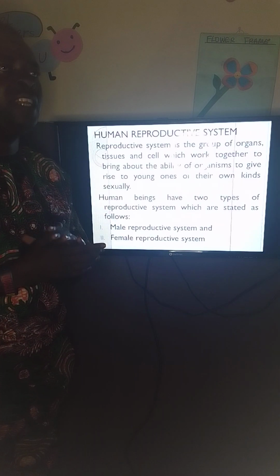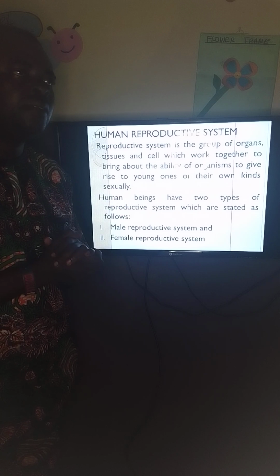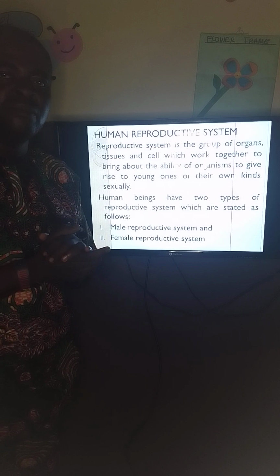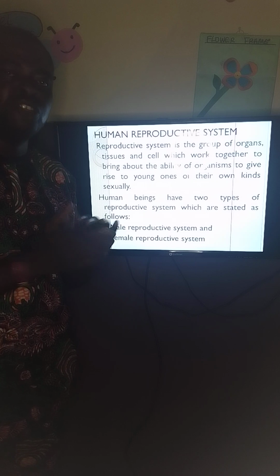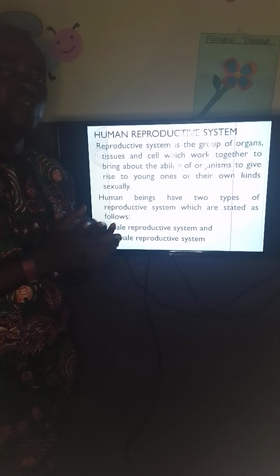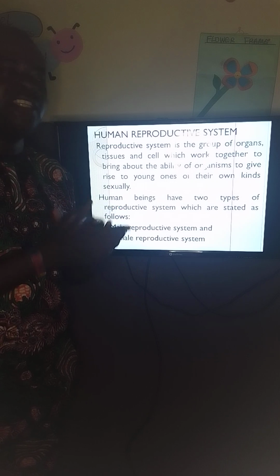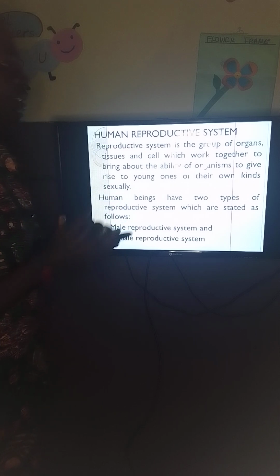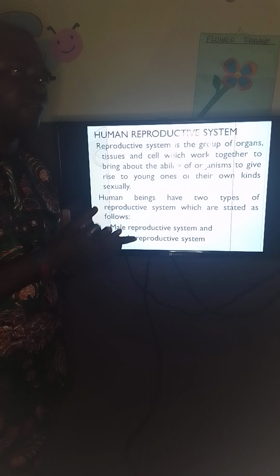Now, let's look at the human reproductive system. You know the meaning of system, like you have done in levels of organization of life. We have cell, tissue, organ, system, and complexity. The cell is the smallest unit of life. The tissue is a group of cells performing a specific function. An organ is a group of tissues performing a specific function. A system is a group of organs performing similar functions.